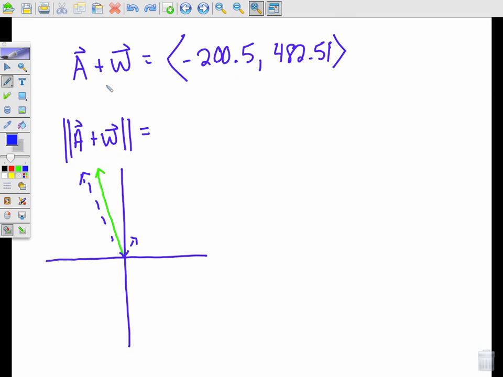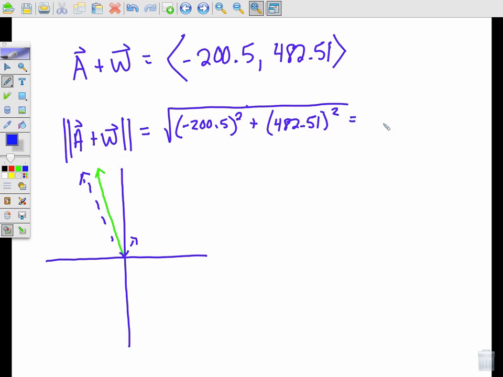All right, so here again is what we've got. We've got our vector A plus W. This is the airplane with the wind along with it. We're in quadrant 2, and let's go ahead and find the magnitude. So we're going to take the square root of negative 200.5 squared plus 482.51 squared. And this is going to give us a magnitude of 522.51 miles per hour. Okay, so there's one of the two answers to our question.